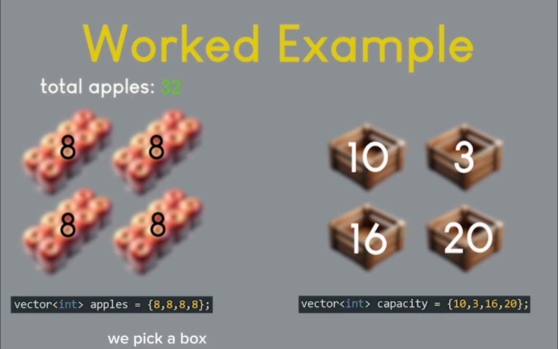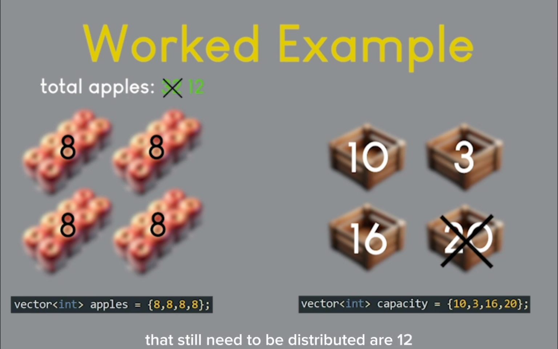We pick a box, any box, and fill it up with apples. But if we pick a big box, one that can hold a lot of apples, we will end up using few boxes overall. Do not feel overwhelmed if you did not understand that. It will become more obvious later on. So let's pick the biggest box, the one that can hold 20 apples. After we pick that and fill it up with apples, the total number of apples would decrease by 20. So the amount of apples that are left that still need to be distributed are 12.